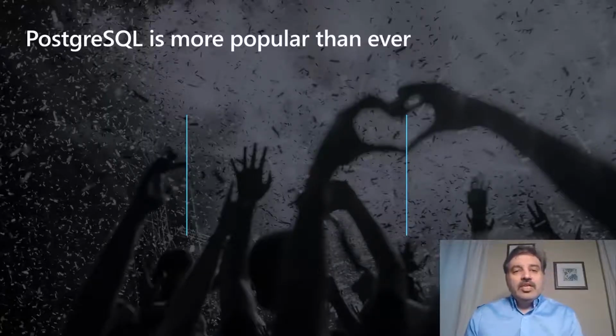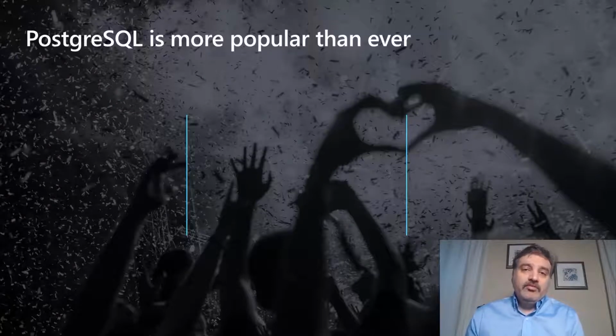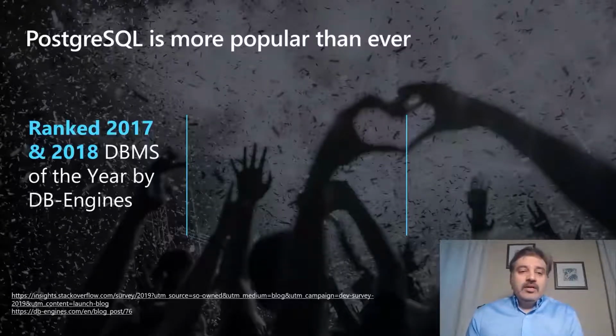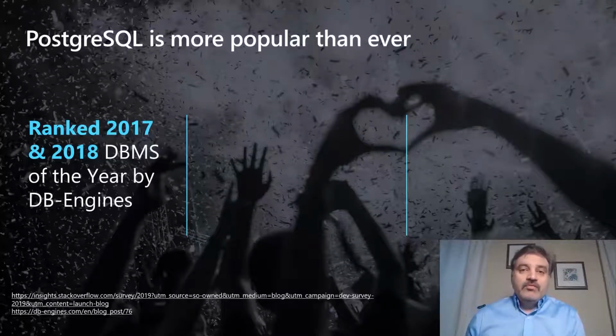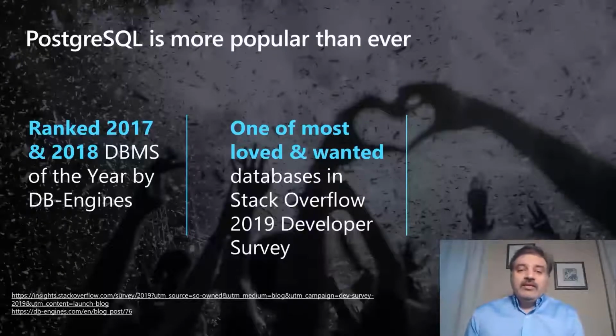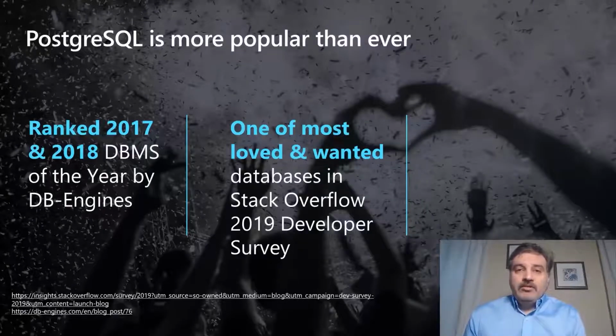Now, Postgres is more popular than ever, right? At the forefront, Postgres has shown that it's an open source database built for every type of developer. DB Engines ranked Postgres as the DBMS of the year for both 2017 and 2018. Similarly, the Stack Overflow 2019 developer survey revealed that Postgres is the most loved and wanted database.